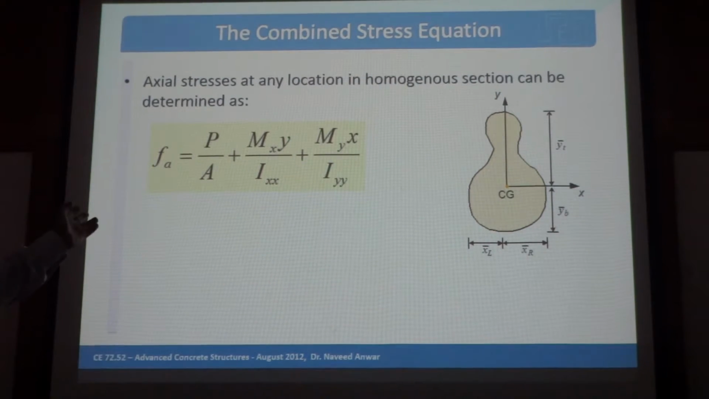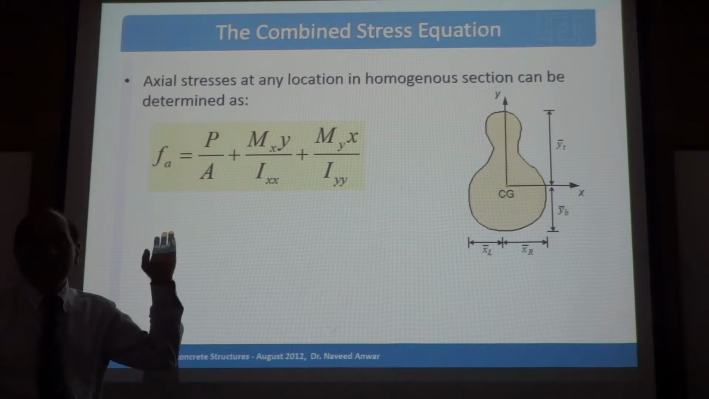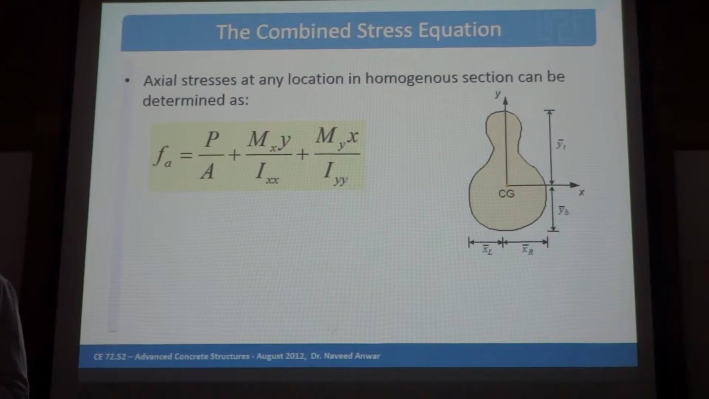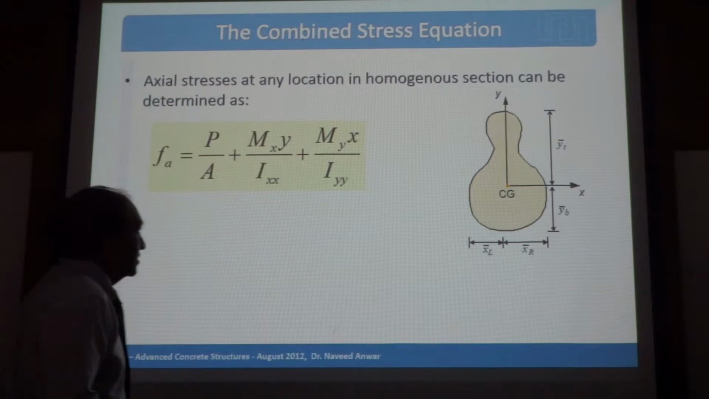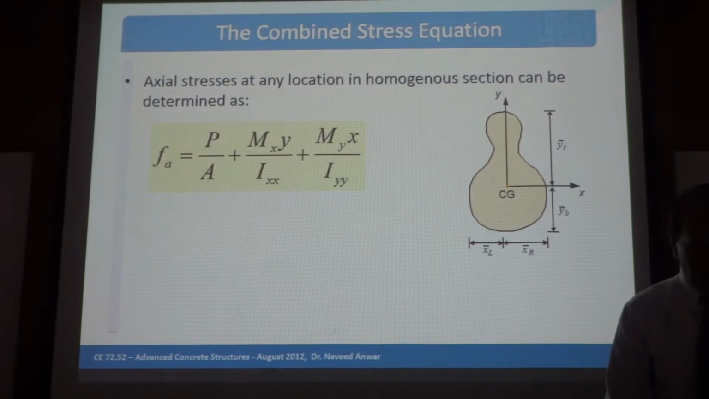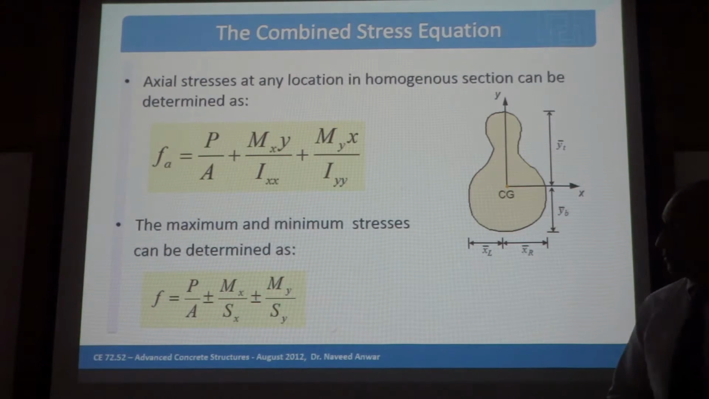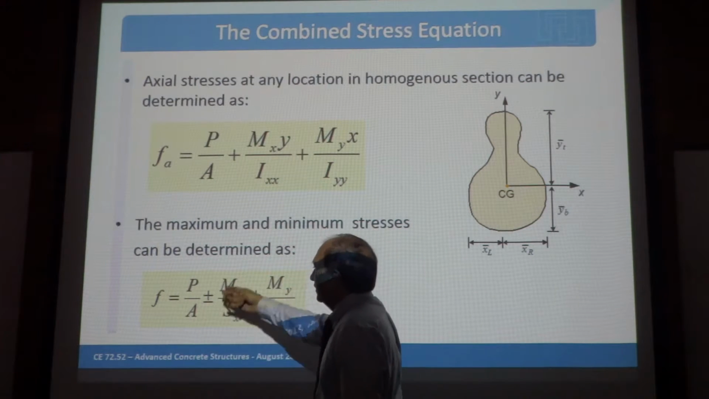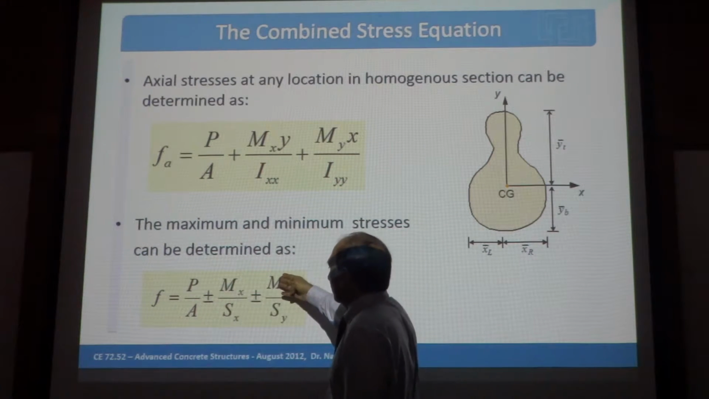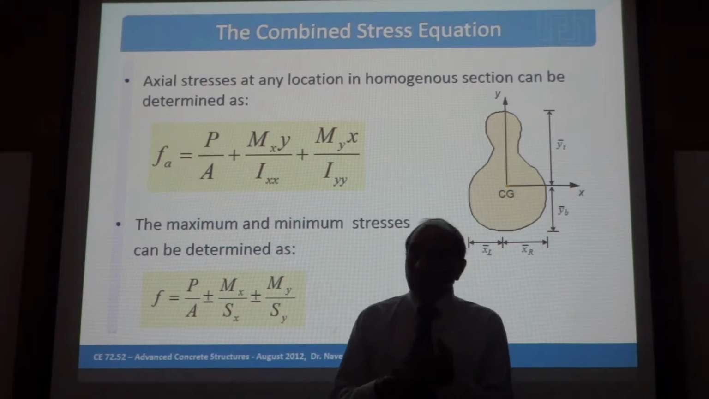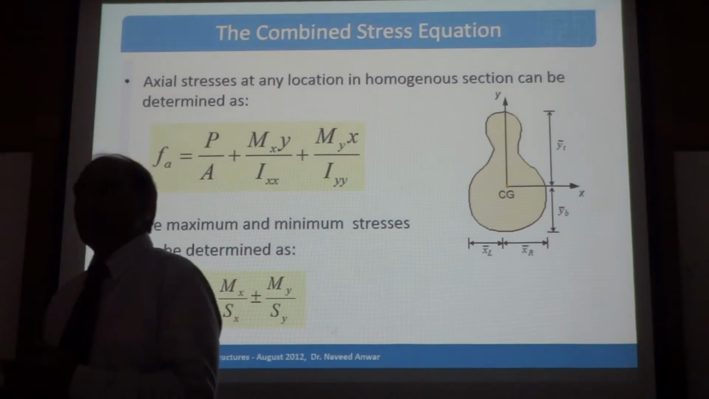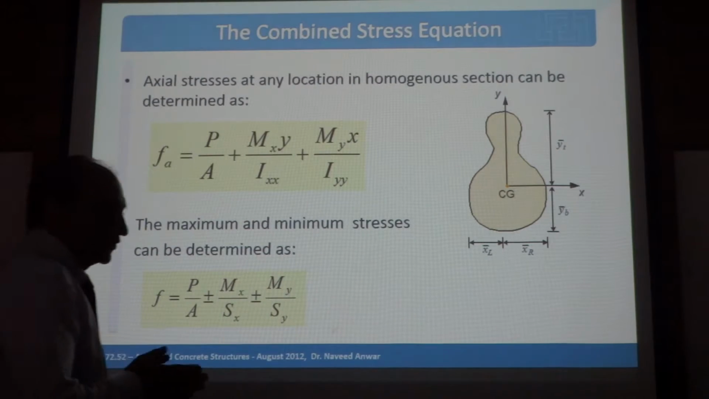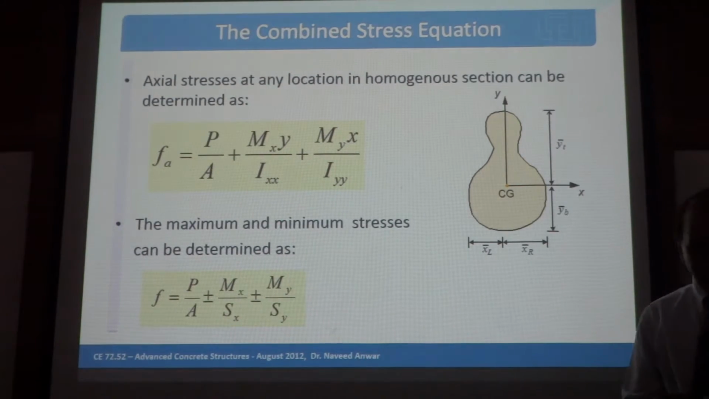Right? Now we have this equation. So obviously this equation is much simpler than that. That means prestressed concrete design should be much simpler than reinforced concrete. Right? So let's go ahead and see how it can be used. So basically it is P over A, moment X over section modulus X, moment Y over section modulus Y. So if you can calculate area and section modulus, you are done. That's it. Correct? I wish it was that simple. It never is, right?